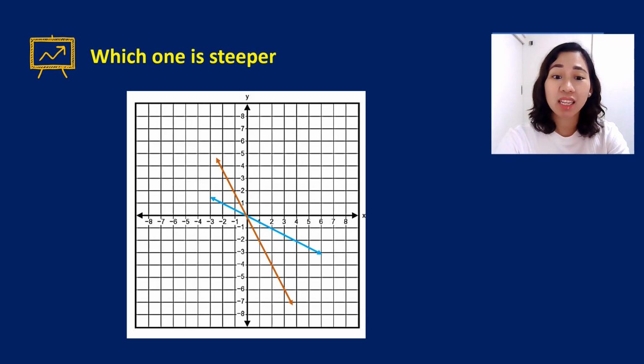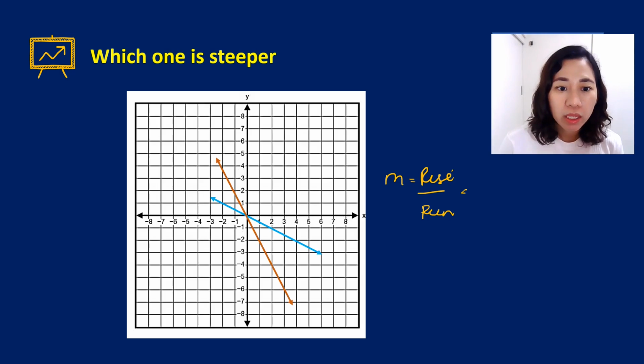Answer is blue one, because this is less steep than this one, the orange one. Okay, now let us look at the slopes of this line. So for the orange line, rise over run. What is our slope?